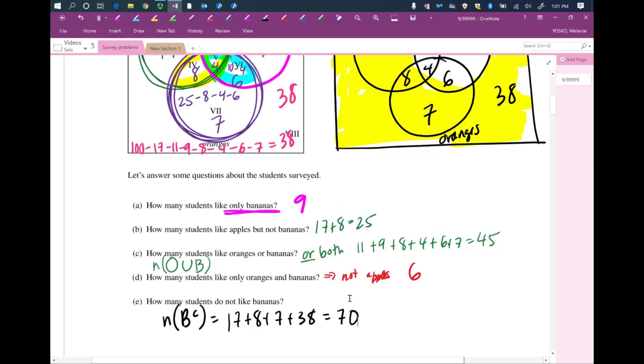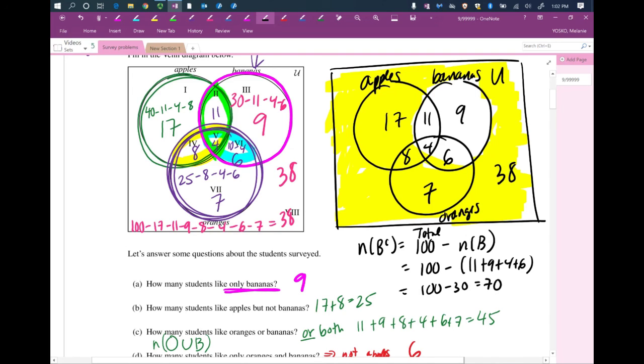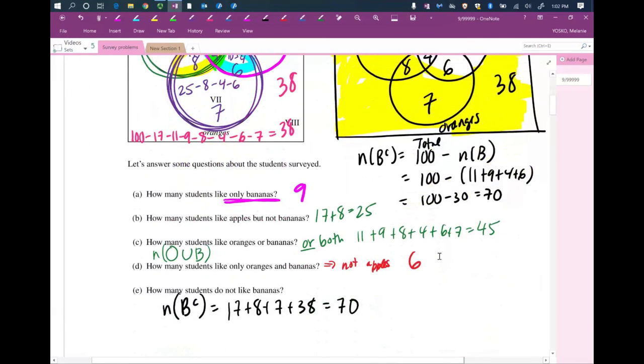70. Another way you could do this is you could use your formula for complement. We know that to do a complement, the number of elements in B complement is the same as the total minus the number of elements in B. Well, we have 100 total. And then how many are in B? Well, 11 plus 9 plus 4 plus 6. So you get 100 minus 30. You also get 70. And check, I think they told us there were 30 people who liked bananas. Yeah. So that's another way to do the same question. Okay?